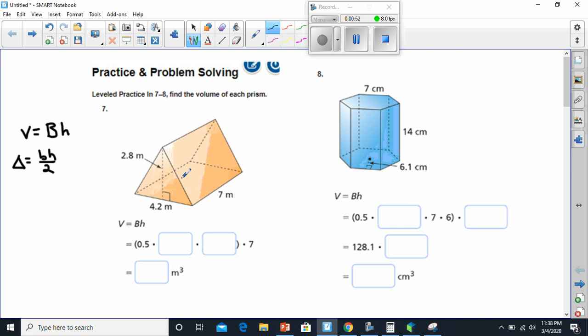The base of this triangular prism, we know it's a triangular prism because it has triangles on each side. And we know that the base is 4.2 and the height is 2.8. Now we simply multiply these things together and then multiply them to 7. That'll give us the answer.